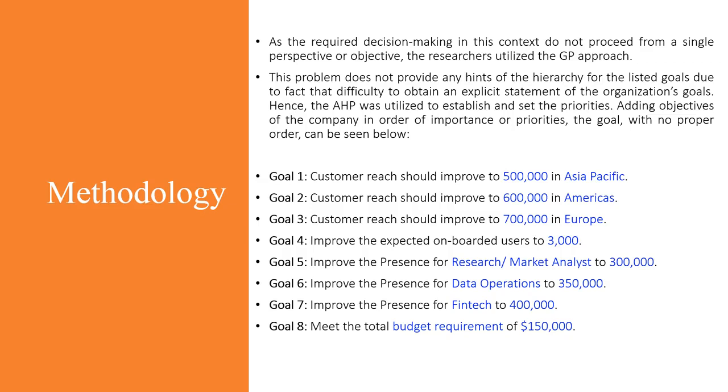For the goal programming formulation, you can see the 8 goals identified by the decision makers from the firm themselves. If you examine closely, you can see that they look at various perspectives. First, they wanted to extend their reach in terms of the geographical perspective. They also look at widening their presence in terms of job class. And also, they must meet the budget limit of 150,000 US dollars.